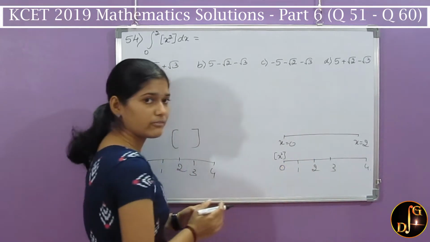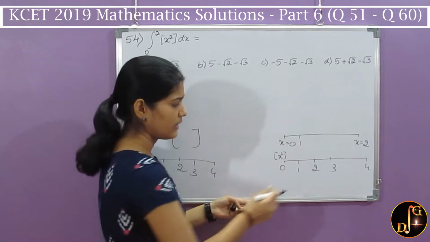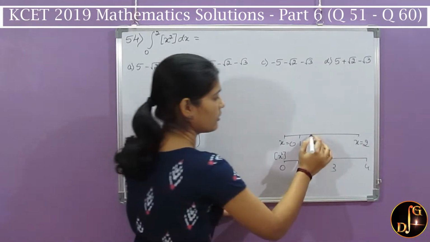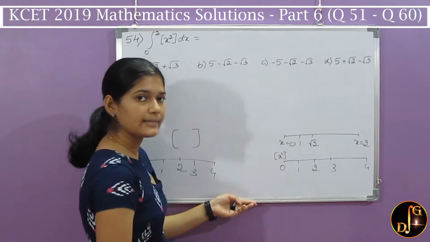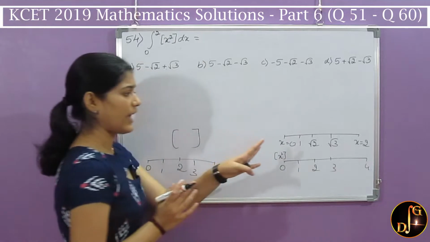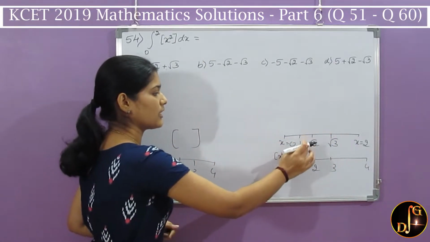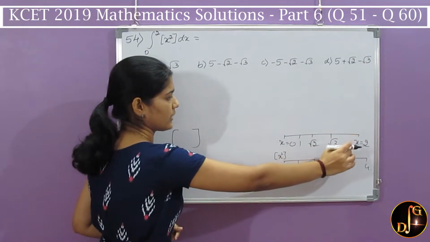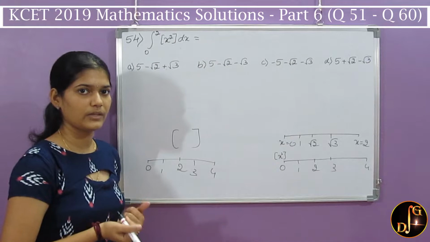When will we get 1? When we have x is equal to 1, right? When will we get 2? When we have x is equal to root 2. And when will we get 3? When we have x is equal to root 3. So we have to divide the intervals from 0 to 1, 1 to root 2, root 2 to root 3 and root 3 to root 4. Root 4 is nothing but 2, right?